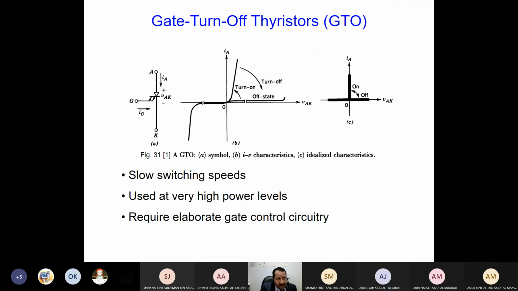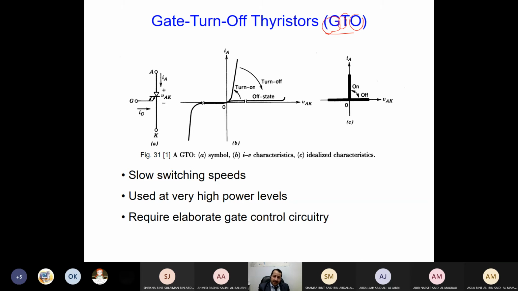Another type is what we call a GTO, gate turn-off thyristor. You remember the thyristor I just discussed in the previous slides? I mentioned that in the thyristor, we need to apply forward voltage and a signal pulse to the gate so it will conduct. But to make it off, we need reverse voltage, and we need to remove all the charge inside the junctions to turn it off, which takes time, called TQ.